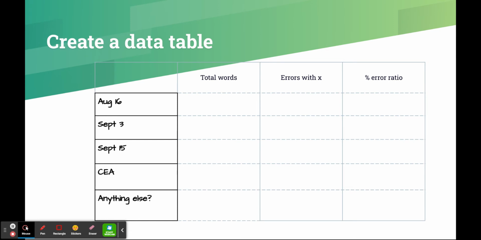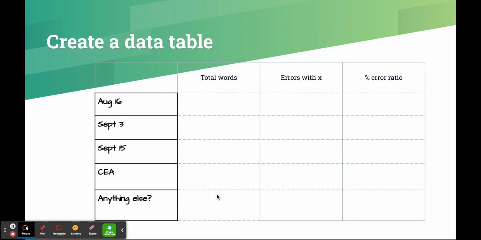Continue to do that for all of your entries. Ideally, we see a trend that's declining. We have fewer errors per total words as we go along, and that's going to be evidence for learning. Okay? And next, we're going to calculate the error ratio.